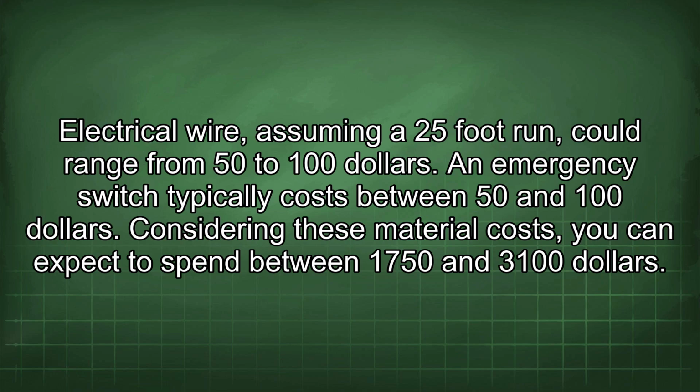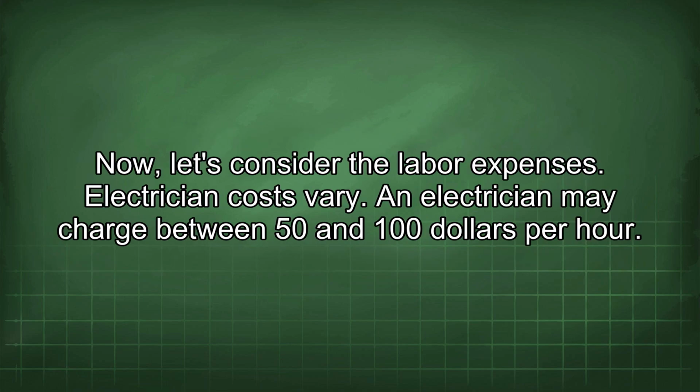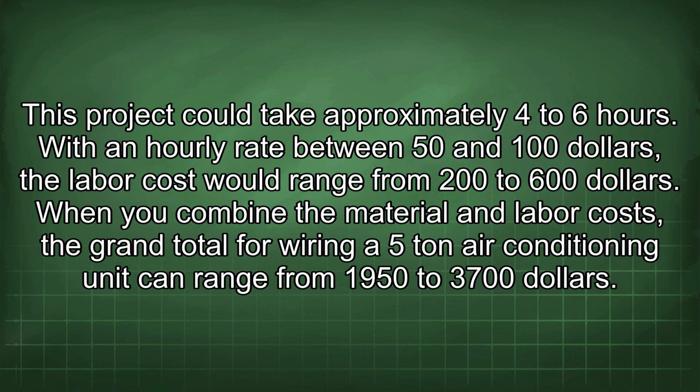Considering these material costs, you can expect to spend between $1,750 and $3,100. Now, let's consider the labor expenses. The electrician costs vary. An electrician may charge between $50 and $100 per hour. This project could take approximately 4 to 6 hours. With an hourly rate between $50 and $100, the labor cost would range from $200 to $600.